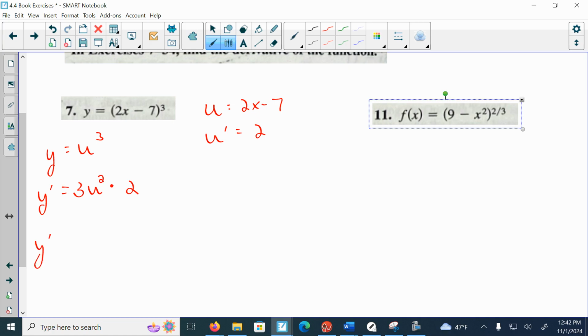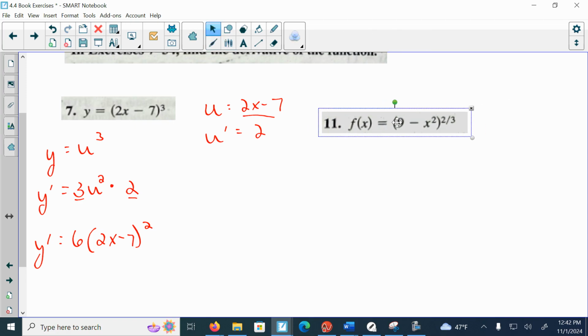I'm going to multiply that 3 times 2 and get 6. I'm going to replace the 2x minus 7 back in for the u, and I'm going to raise that to the 2nd power. And that's it. I'm done. I can't simplify. By no means do I want to FOIL that out. I'm just going to leave it like that. All right, so the next one is number 11.